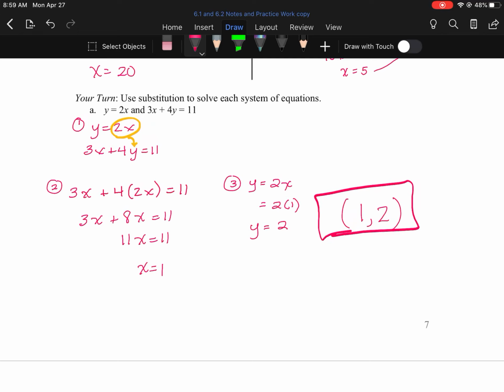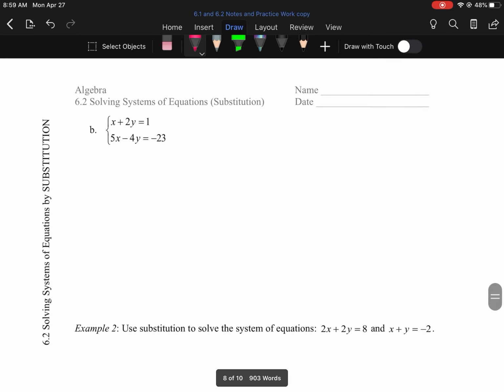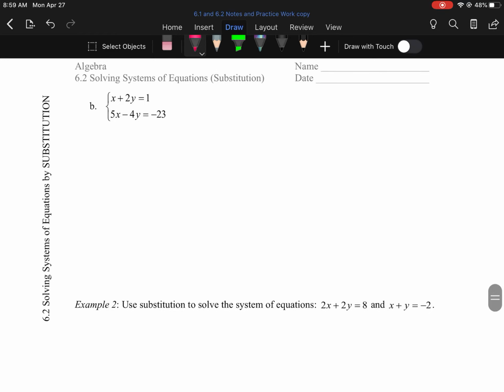All right, so for the first your turn, you should have gotten 1, 2 as your ordered pair. And to double check these, substitute both ordered pairs back into the equations to make sure you get 2 true statements. All right, on to part B.